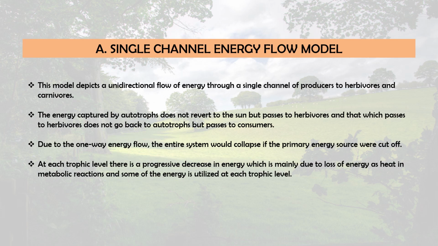So, a single channel energy flow model. This model gives a basic idea about the unidirectional flow of energy through a single channel, from producers to herbivores and then to carnivores. Here we will see that the energy captured by autotrophs does not revert back to the sun but passes to the herbivores, and that which passes to herbivores does not go back to autotrophs but passes on to the next trophic level, that is, to consumers.